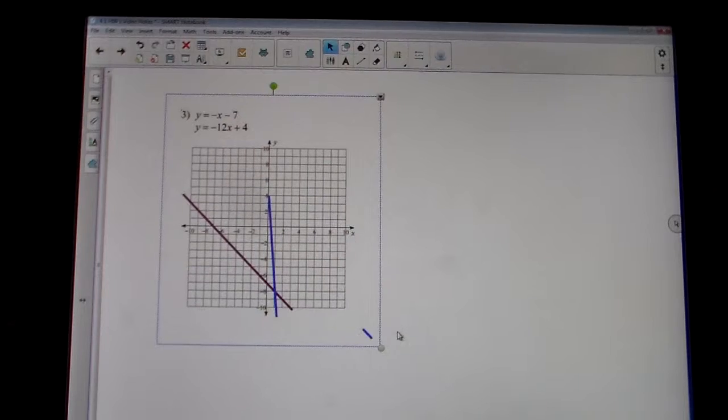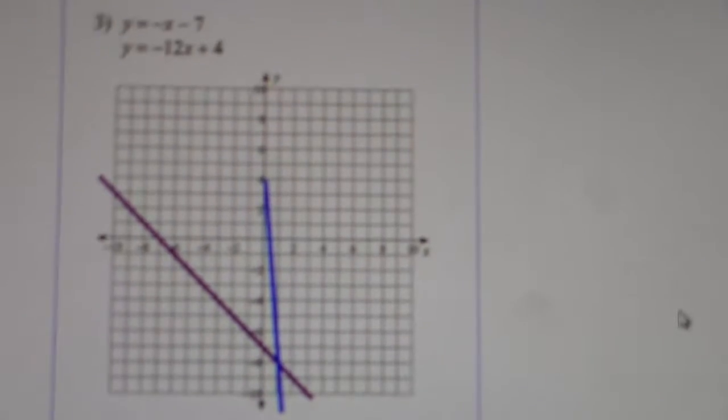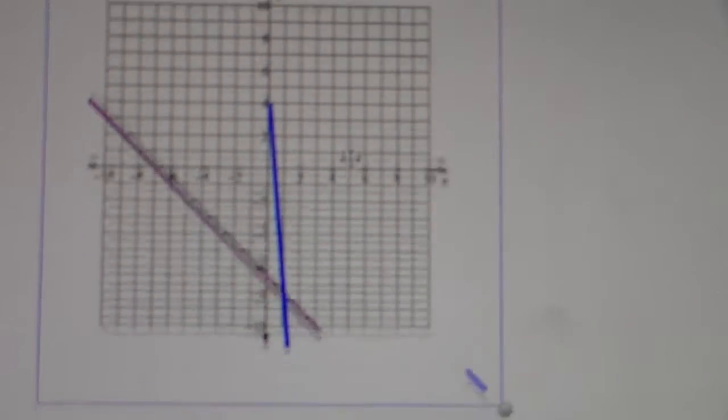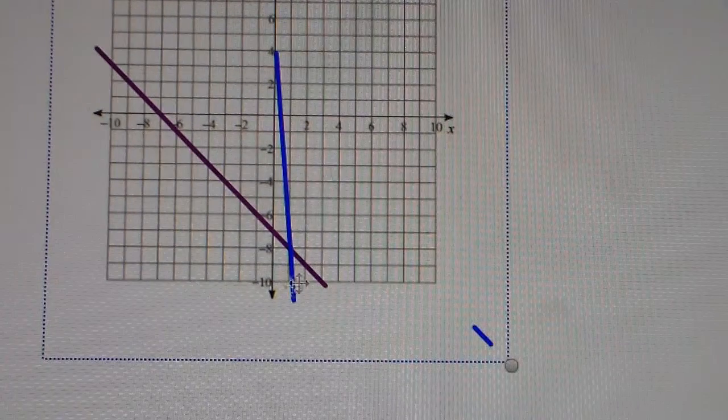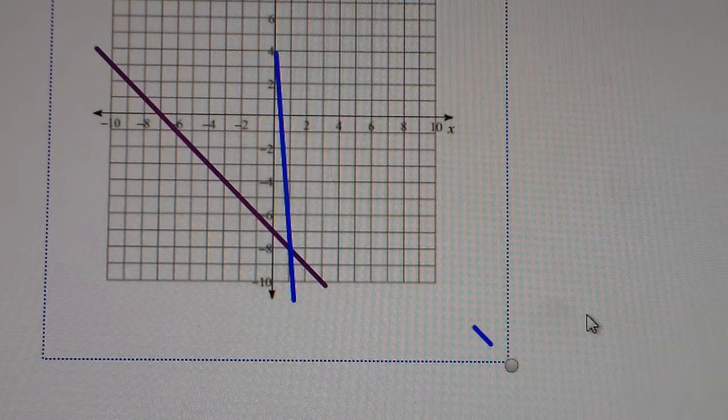Let me adjust the camera a little bit so you can see it better. You can see the two lines cross down here, and that's at positive 1 to the right and negative 8. So your answer is positive 1, negative 8.